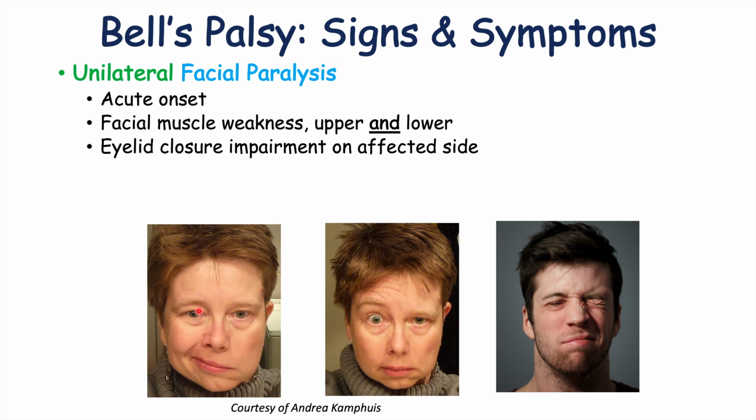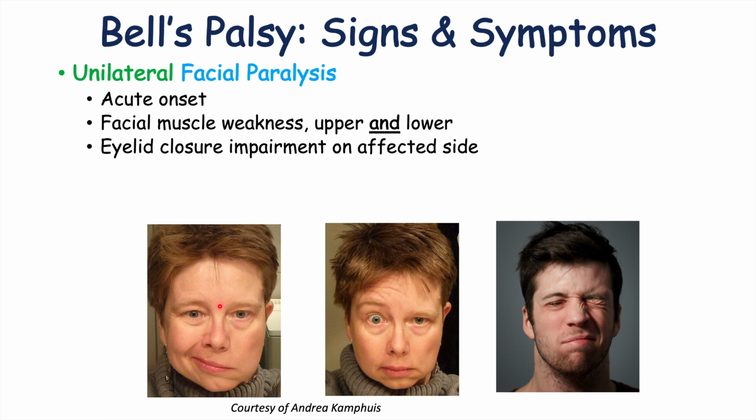As you can see in these images, it's important to assess for facial nerve functioning. So it's important to get the patient to raise their eyebrows, close their eyes very tightly, smile, show their teeth, and blow out their cheeks. Those are important facial movements to assess in assessing the functioning of facial muscles. As you can note here, the forehead is affected, so that's important to make note of in Bell's palsy.